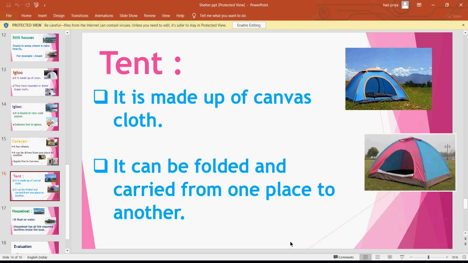Gypsies are the travelers. They will be traveling from one place to another, right? So those type of people will use the caravans. The tent is also made up of canvas cloth, and it can be easily folded and moved from one place to another.